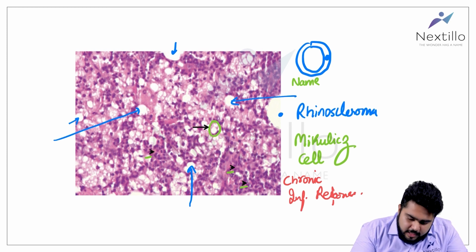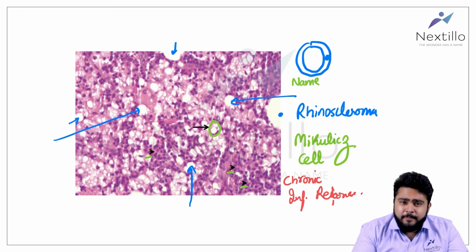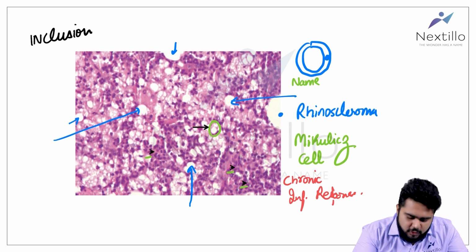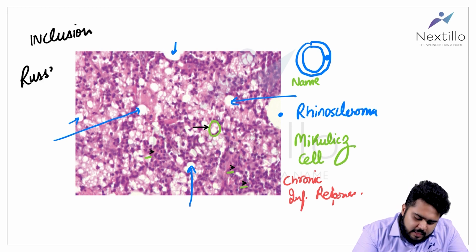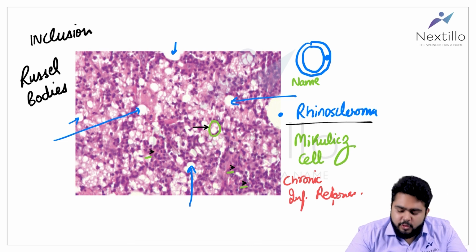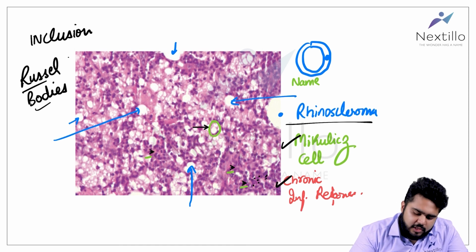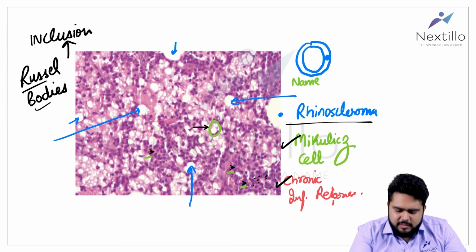But again, a point they may ask in the question: what inclusion bodies are seen in this condition? What are those inclusion bodies called? Russell bodies. They are seen in rhinoscleroma. What are the cells? Mikulicz cells. There's a chronic inflammatory response. This you can see, right? And the Russell bodies, which are inclusion bodies in the plasma cells, which is not shown over here right now. So this is the image and this is the question.